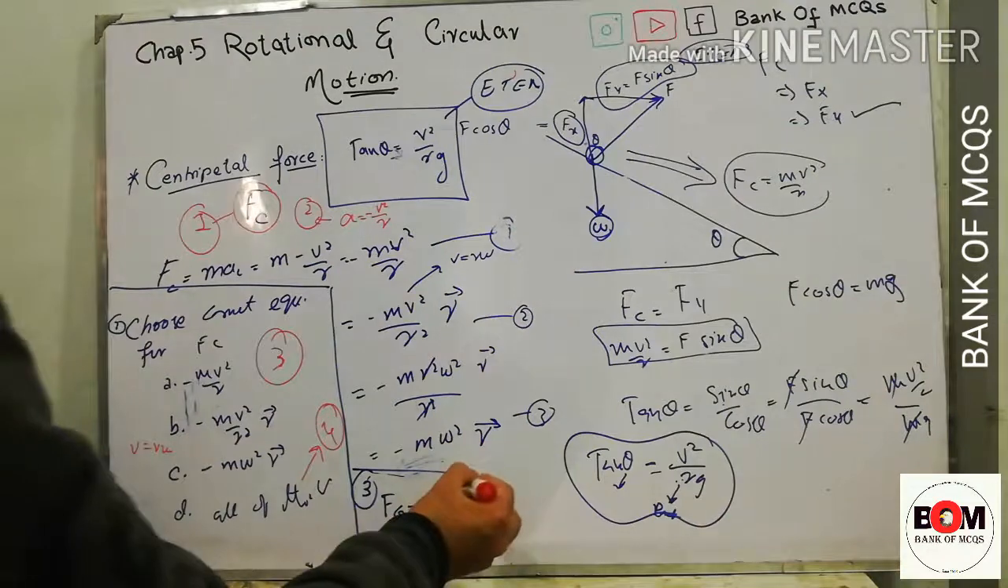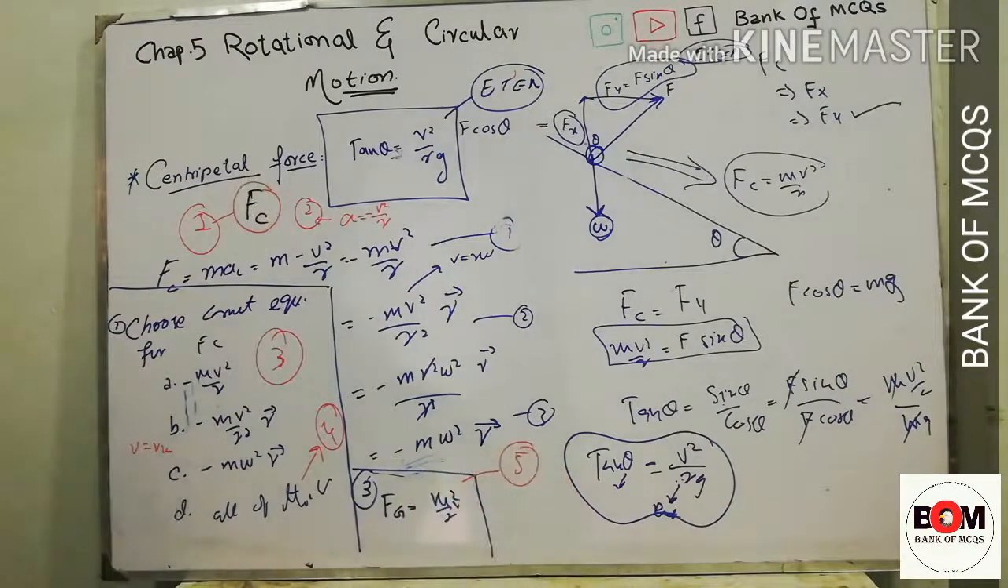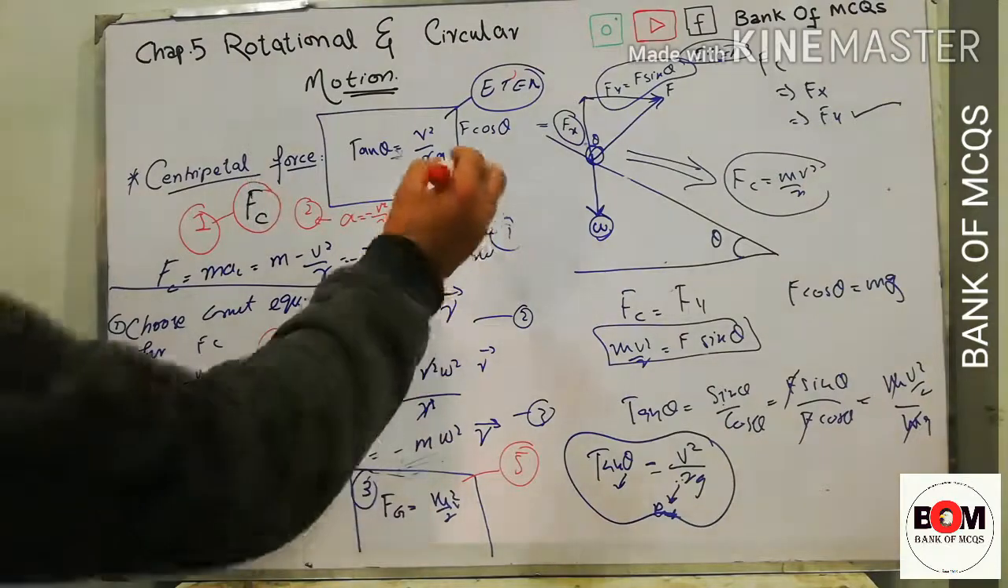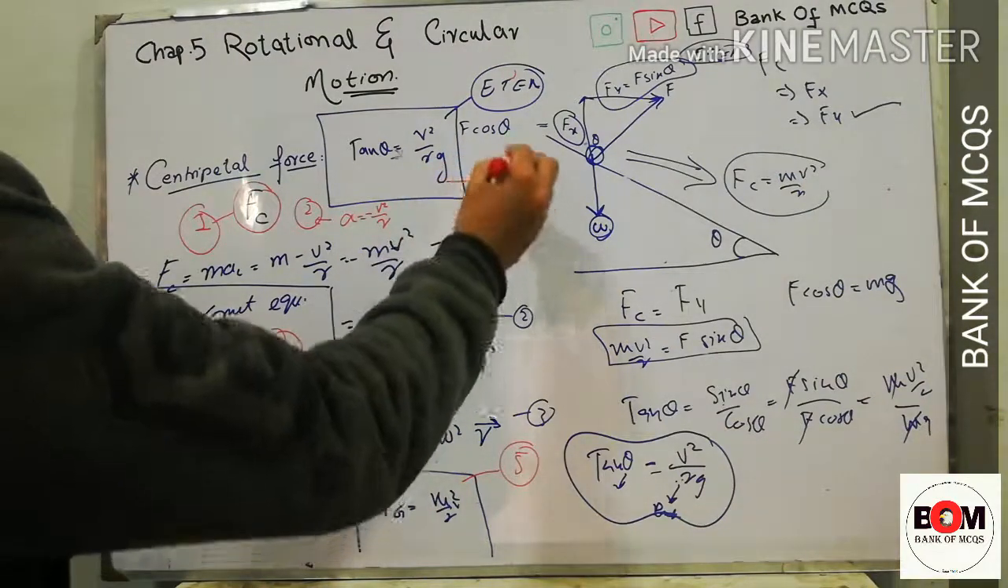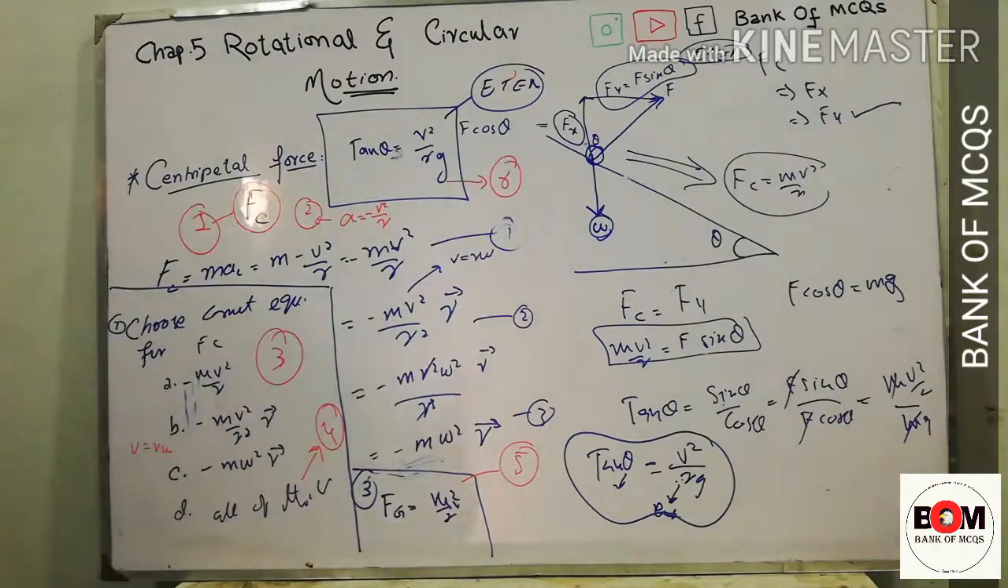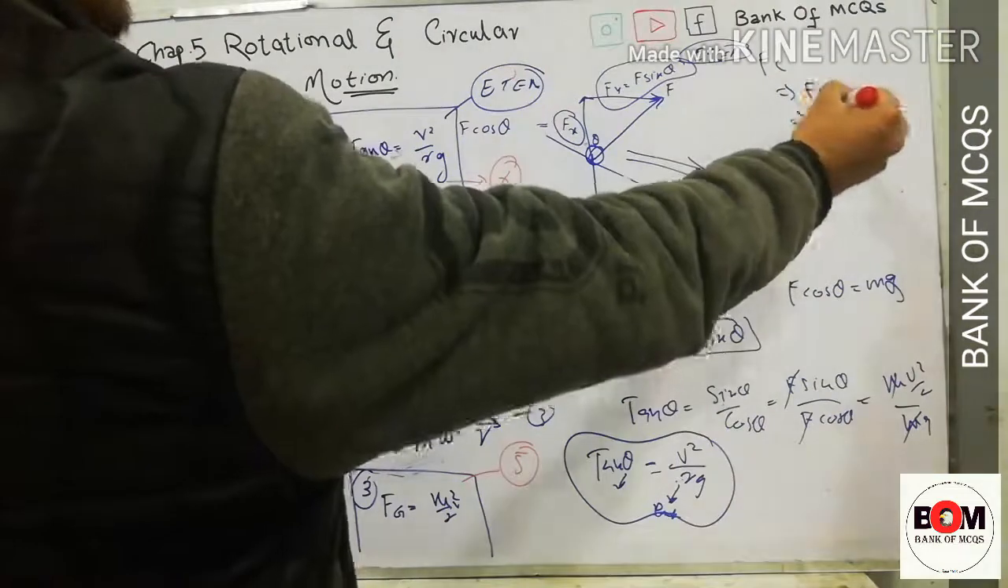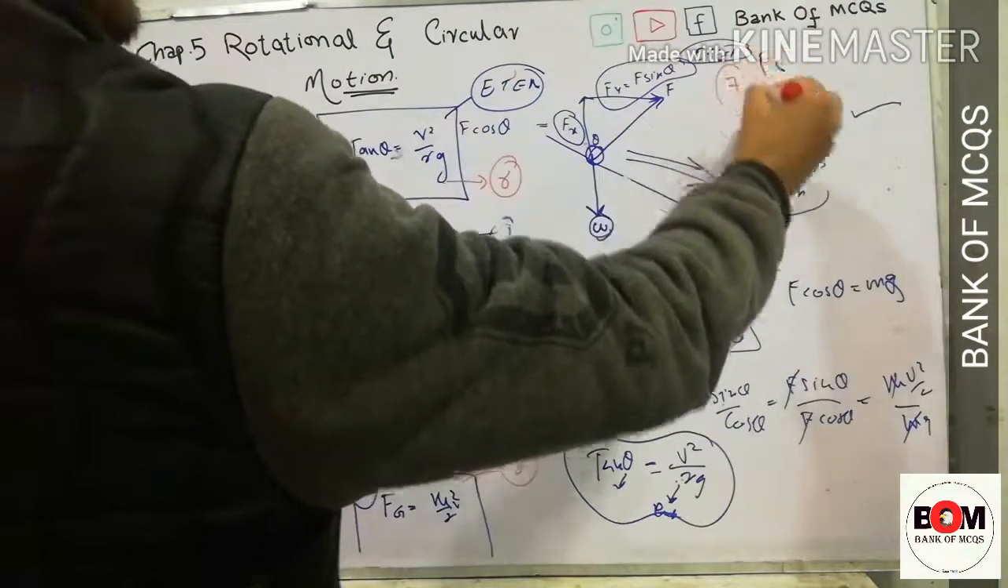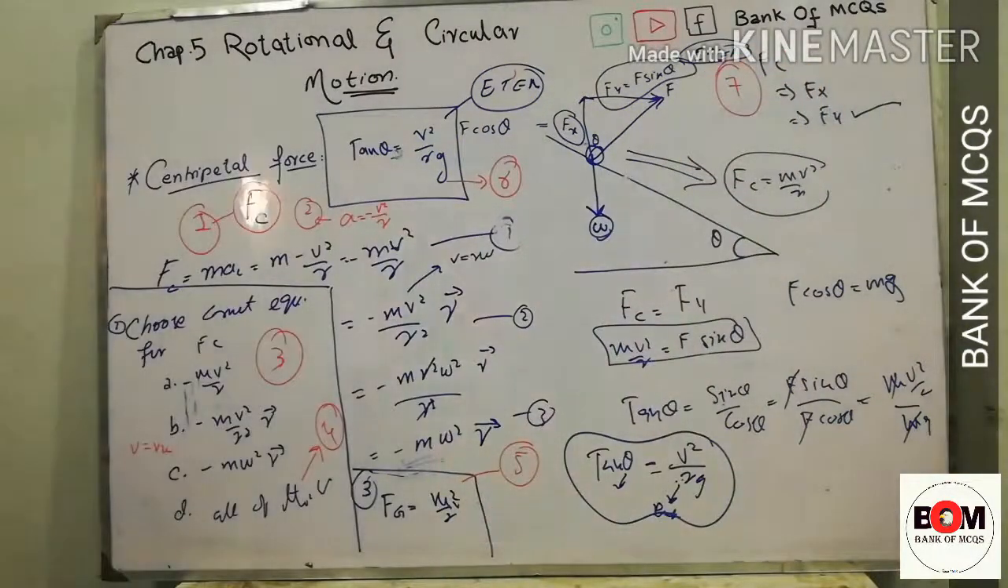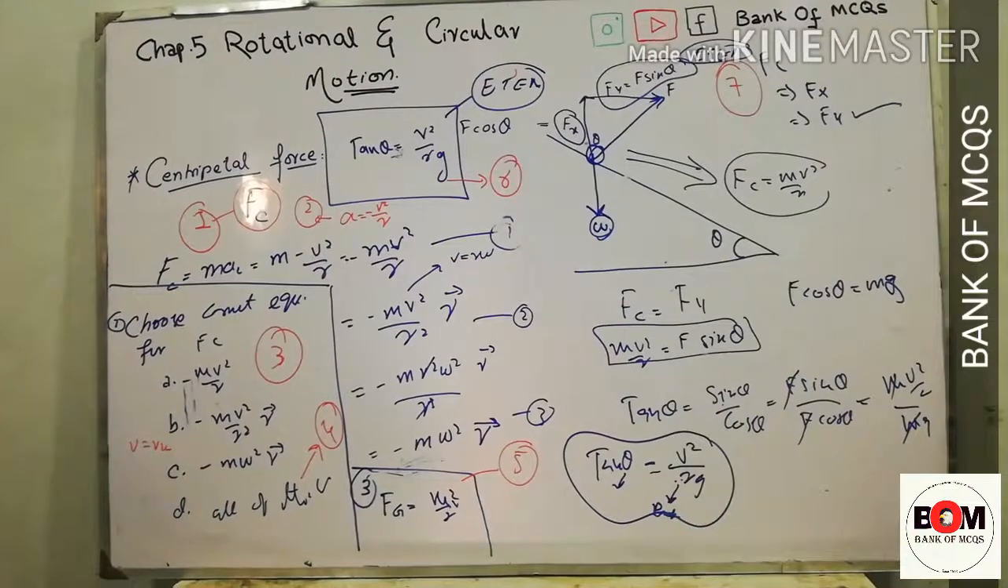Now point number 5 is, remember that centrifugal force is equal to mv square divided by r. Point number 6 is, for bending of rod, tan theta is equal to v square divided by r g. Point number 7 is that centrifugal force is due to the vertical component of the force. So this was bending of rod, and centripetal and centrifugal force.